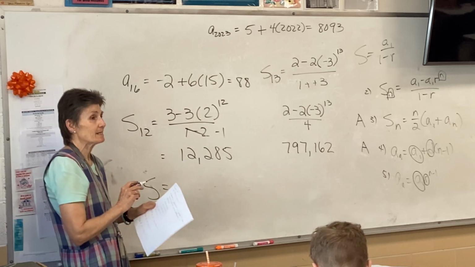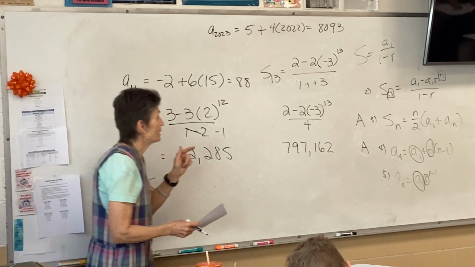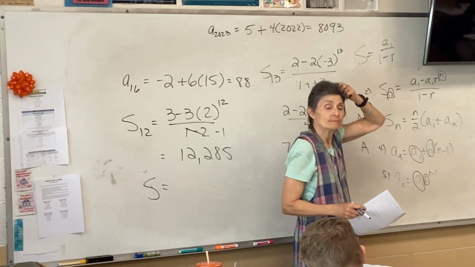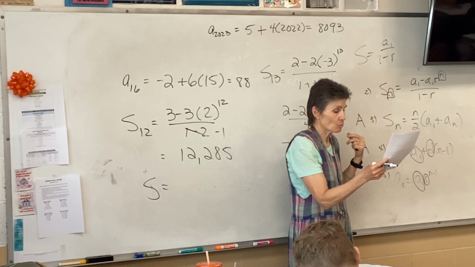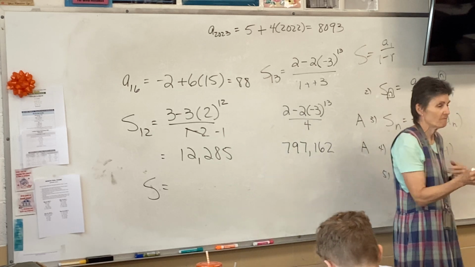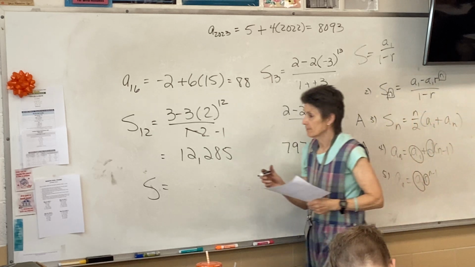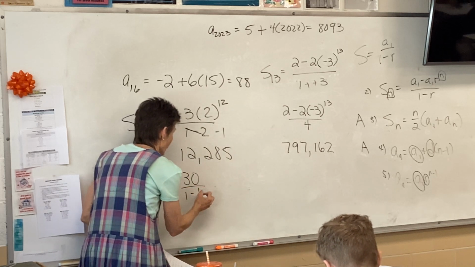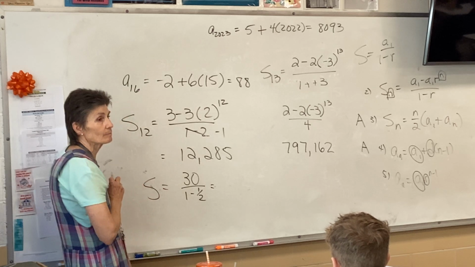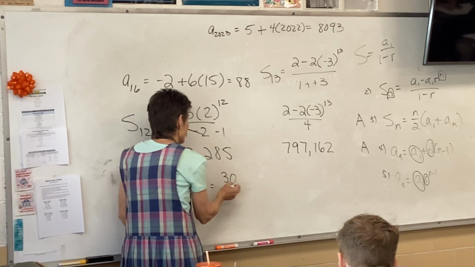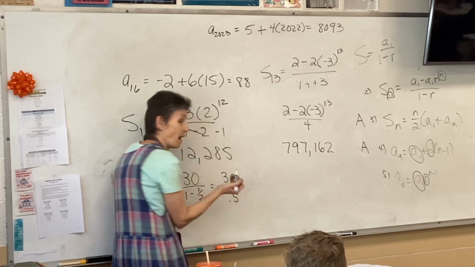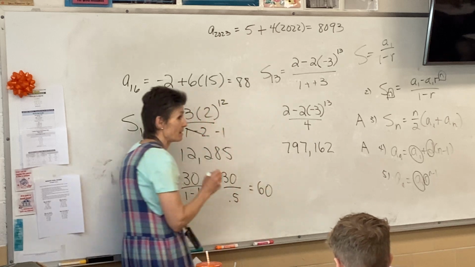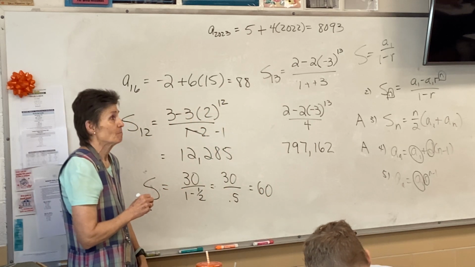Number 4 is a dead giveaway. S equals. It's got to be this formula right here, right? The ratio in problem 4 is 1/2. So we have 30 divided by 1 minus 1/2, which is 30 divided by 1/2 or 0.5, however you want to think about it. And again, I don't care, the answer's 60. Make sure you are getting 60 as your answer.